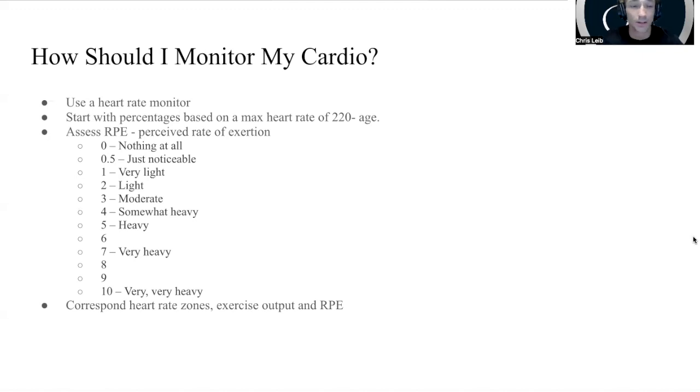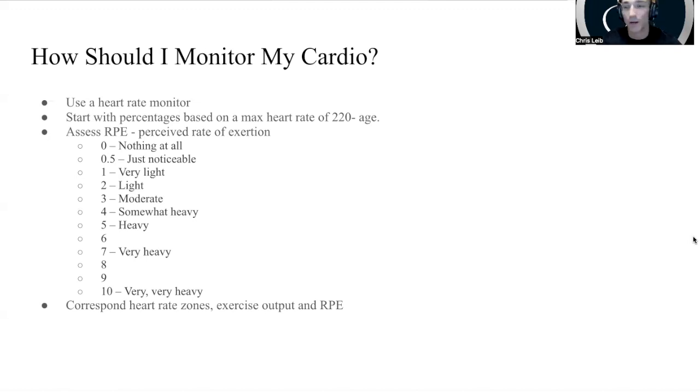Can't do that math without the calculator, but it would basically correspond to 60 to 70% there. Their zone 3 is 70 to 80% of that max heart rate. Their zone 4 is 80 to 90, and then 90 plus would be their zone 5. So everything within that app would be based on what you're starting your max heart rate to be.